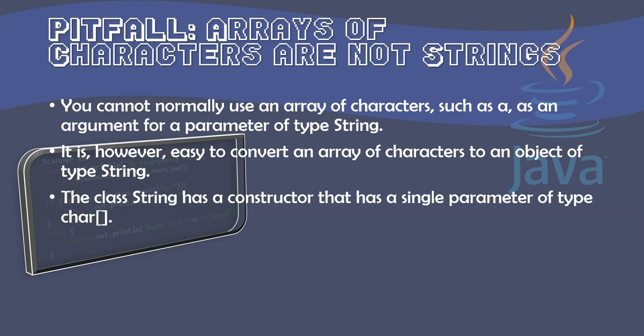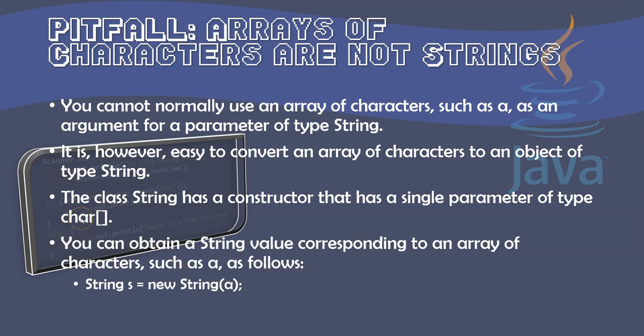The class String has a constructor that has a single parameter of type char array. So notice that. It's not just a char, it's a char array. And you can obtain a string value corresponding to an array of characters as follows: String s equals new String(A). Notice we're effectively calling a constructor of the String class here.